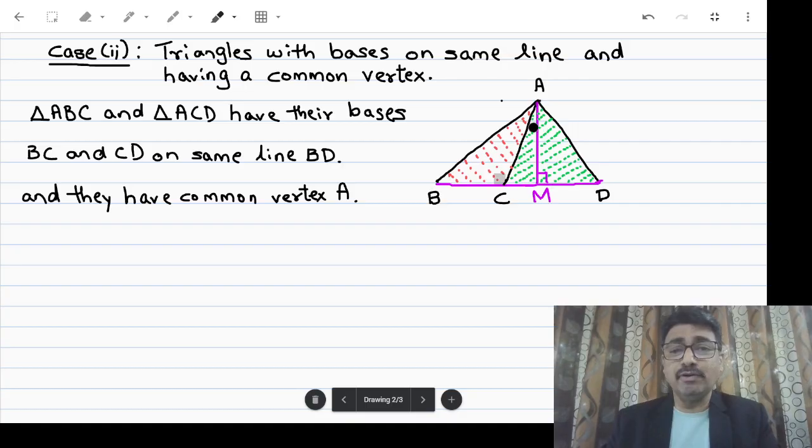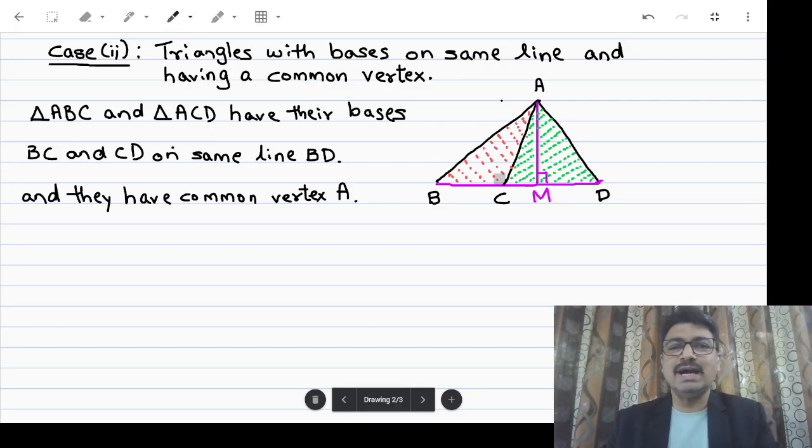In the same manner, for triangle ACD, to draw the height, we draw the perpendicular from the opposite vertex A towards the side CD. Again, AM is the height for triangle ACD as well. So triangles ABC and ACD have the same height. It's a common height for both the triangles, which is AM. Isn't it the same as triangles having equal heights? Equal heights, same height, common height, one and the same thing.